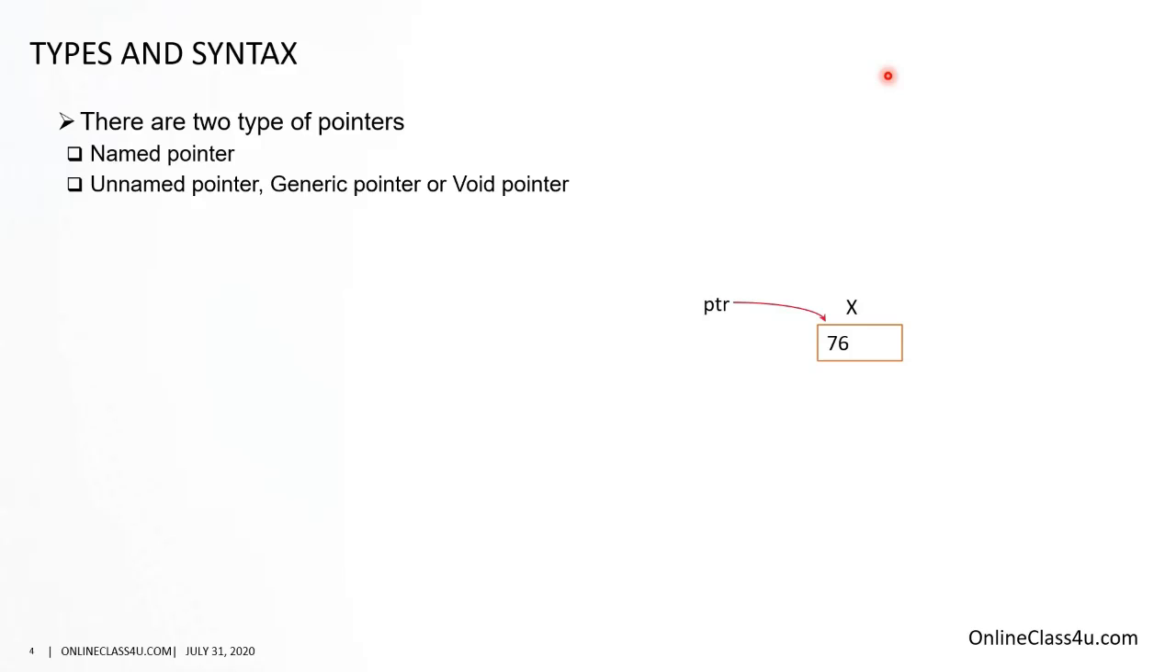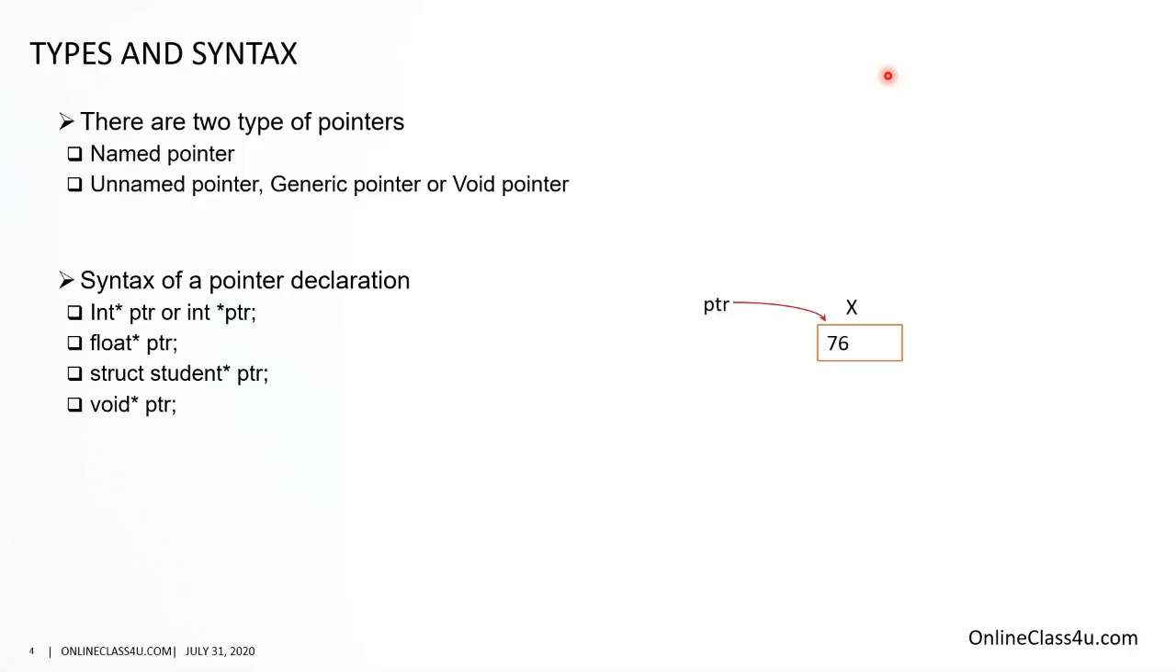So what are named pointers? Named pointers are like integer pointer, float pointer, double pointer, or any user defined pointer to a structure or any data type. Basically, in case of a named pointer, we know the type of the data which it is pointing to. In case of an unnamed pointer, we don't know the type, so we can hold the generic address of a memory location. While storing, the memory address is sufficient, and when you retrieve the data, we need to know the actual type of the pointer to get the data.